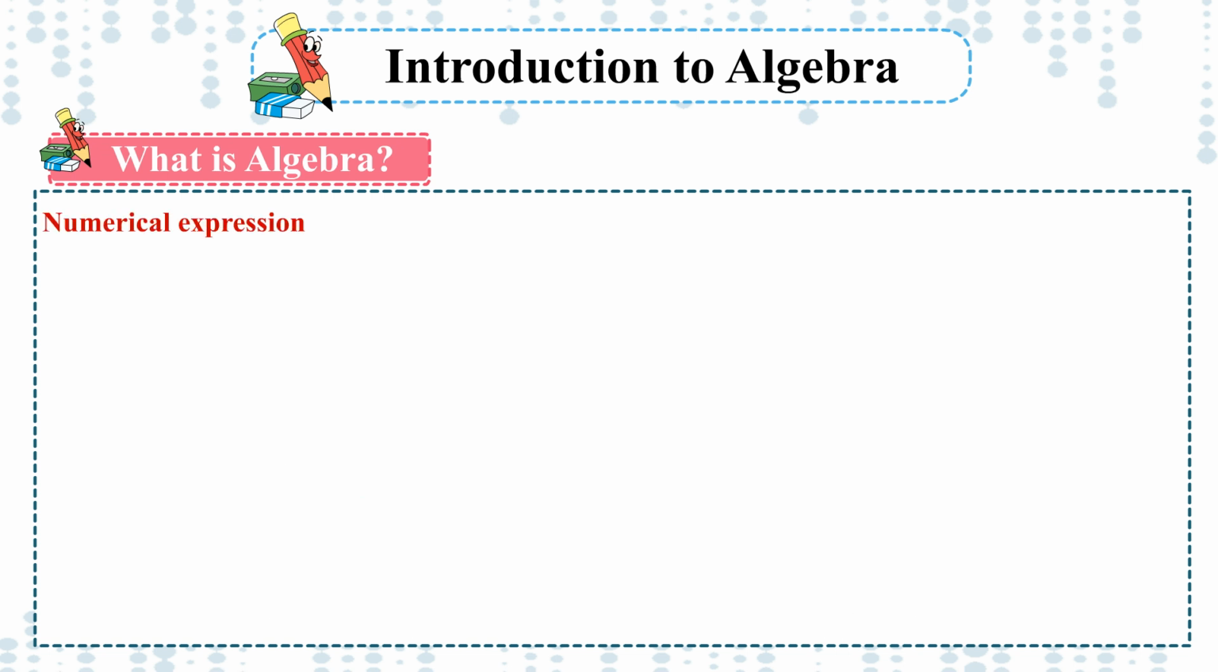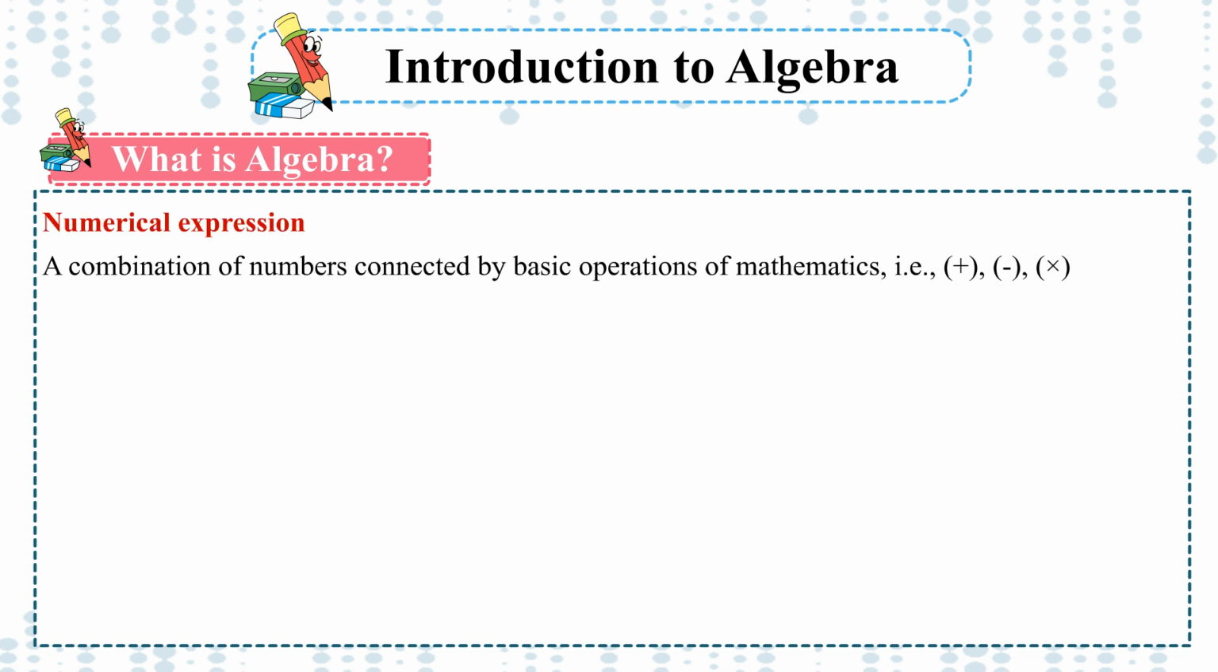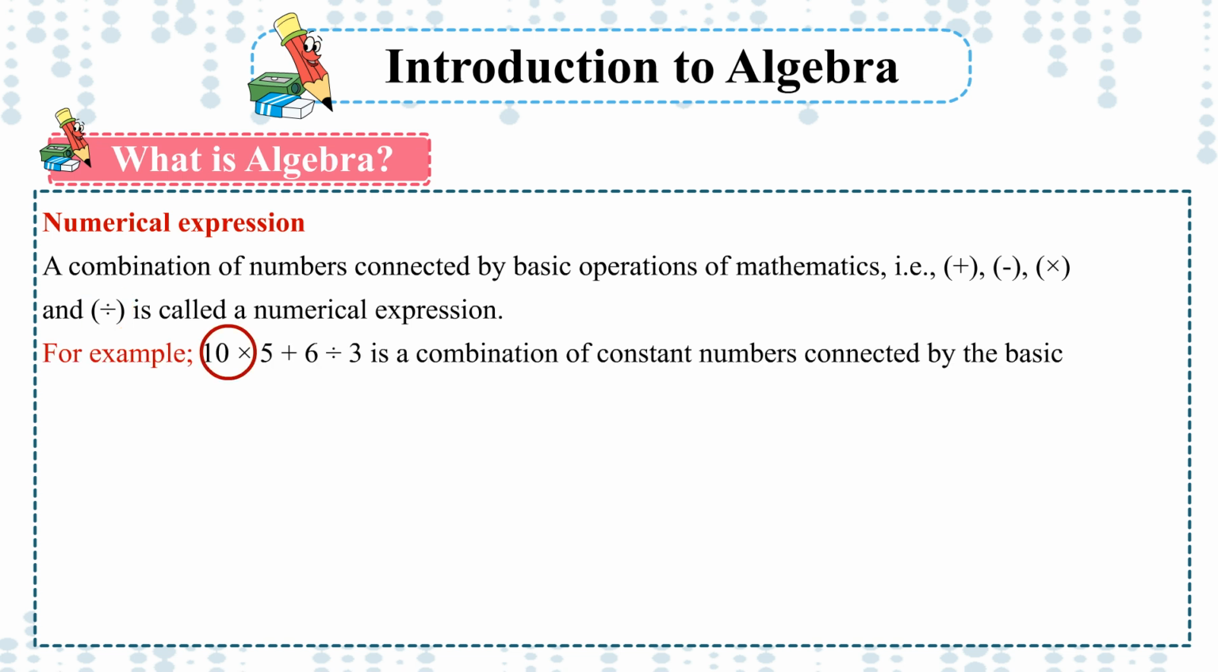Numerical expression. A combination of numbers connected by basic operations of mathematics, that is, plus, minus, multiply and divided by, is called a numerical expression. For example, 10 multiplied by 5 plus 6 divided by 3 is a combination of constant numbers connected by the basic operations. It is called a numerical expression.